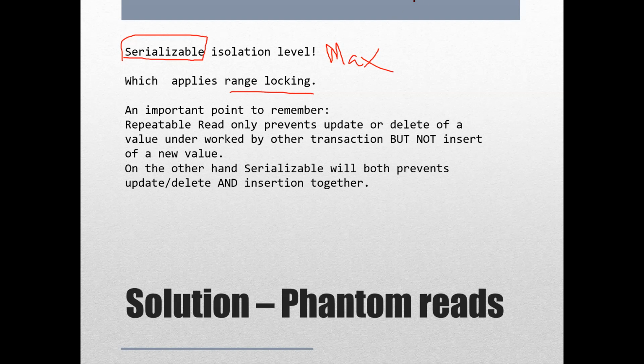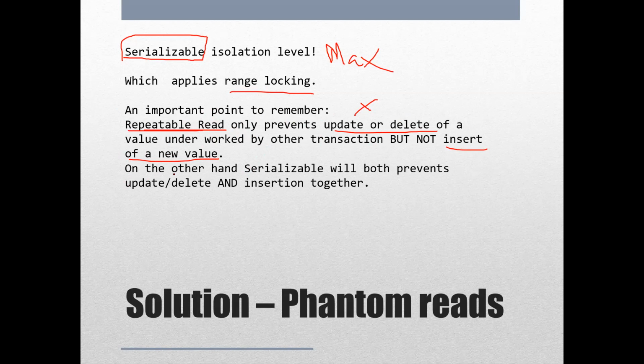Now, an important point to remember: repeatable read only prevents update or delete of a value under work by other transactions, but not insert. Someone might be thinking that repeatable read was also doing something like this, but keep in mind, it prevents updates or deletes from other transactions, but not insert. So if someone is inserting something, repeatable read does not take care of that, which means it will produce a phantom read. And again, as mentioned by Mohammed, in those situations where the number of rows is important for us, right?